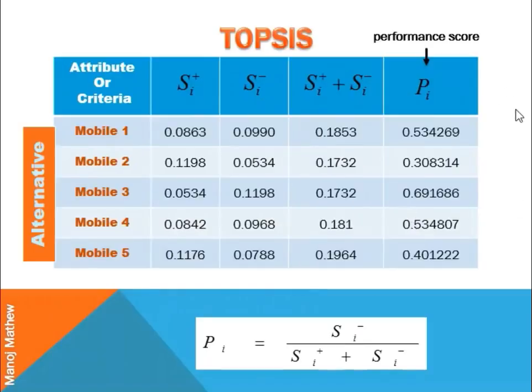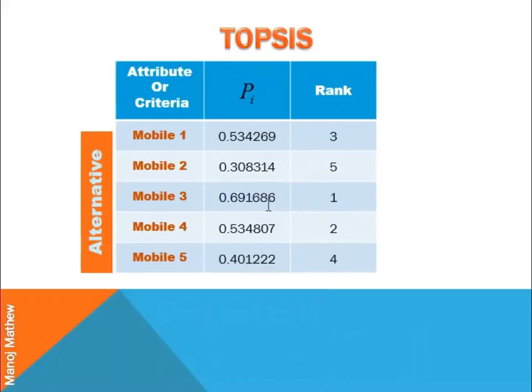Now the performance score is calculated. This is the formula for the performance score. It is denoted by Pi. Now we add these two values, and then the Euclidean distance from the negative solution is divided by the sum. So based on the performance score, we can rank the alternatives. Here we can see that mobile 3 is the best alternative as it has the maximum value.